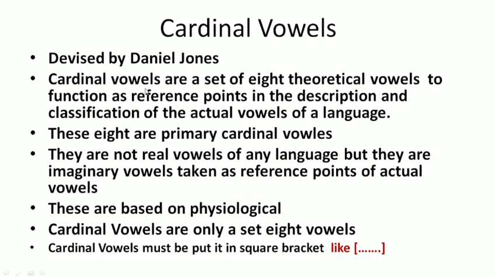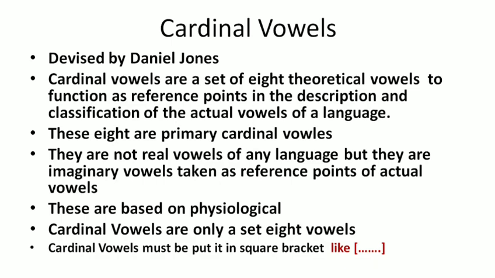Cardinal vowels are only a set of 8 vowels. Cardinal vowels must be put in square brackets like this that you can see here. The actual vowels that we are going to learn, the 20 actual vowels, we have to put in 2 slashes that we have learned in the first chapter.